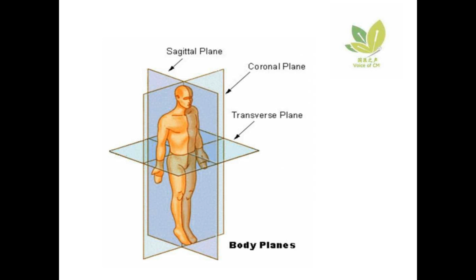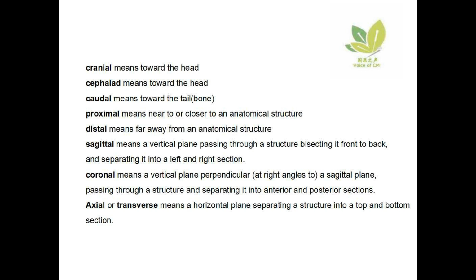And in concluding this lecture, I want to talk about some of the terms that refer to the positioning and anatomy of a person. Cranial means toward the head. Cephalad also means toward the head. The term caudal means towards the tailbone. The term proximal means near to or closer to an anatomical structure. The term distal means far away from the anatomical structure.